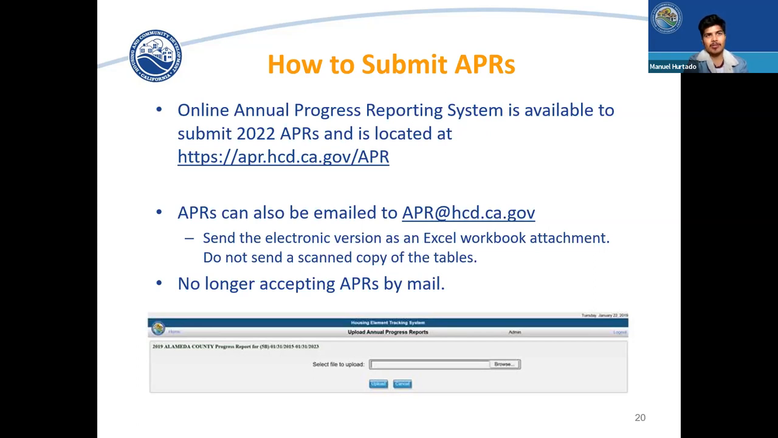You can also submit 2022 APRs via email to apr@hcd.ca.gov. Please send an Excel workbook attachment and not a PDF copy. For the housing element APR to OPR, please email the completed workbook to opr@opr.ca.gov. Next slide.